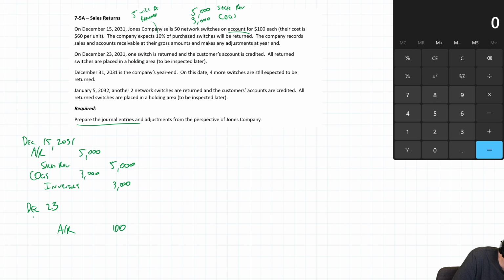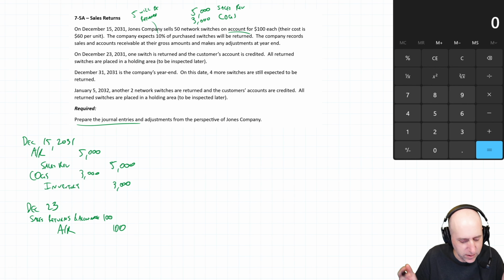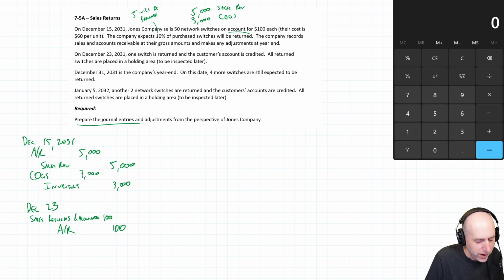The debit here is to sales returns, or sales returns and allowances. This is a contra revenue account. What we're saying here is our net sales now is not 5,000, it's 4,900, because $100 of that $5,000 sale has been returned.